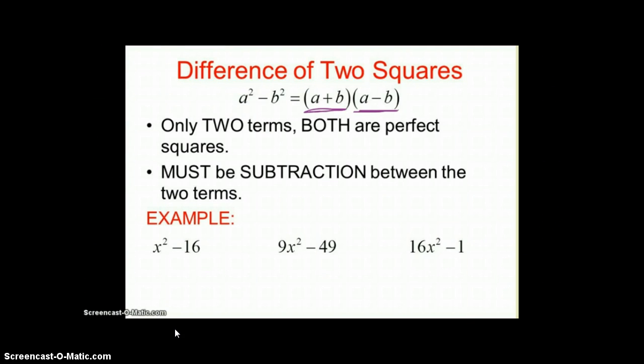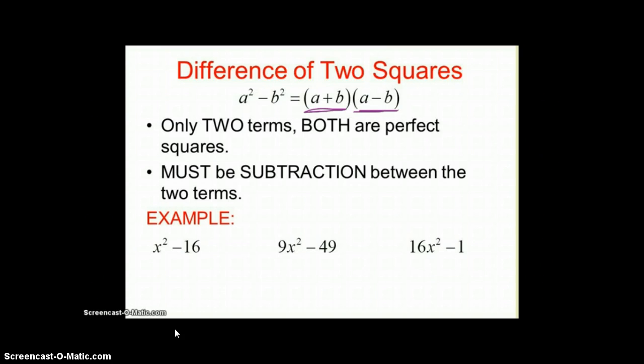Again, you could still get this by trying to factor, right? What's my middle term that I'm trying to get if I have just a squared minus b squared? I would be trying to get a 0 for my middle term, okay? But if you see these and you can recognize them, it just makes them a lot faster to factor.